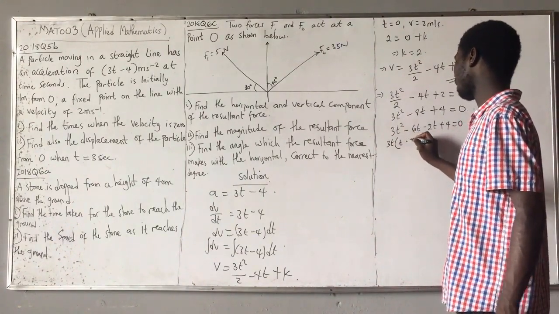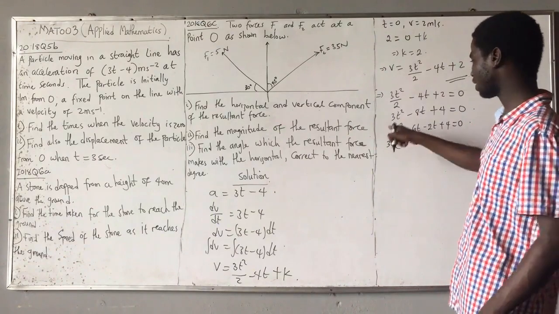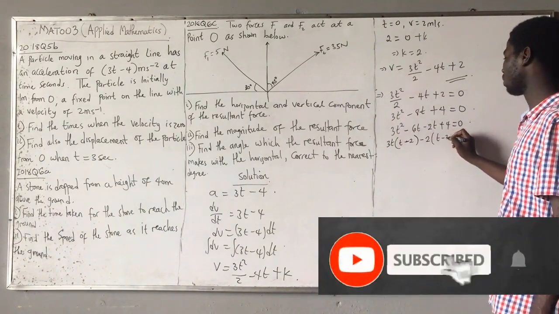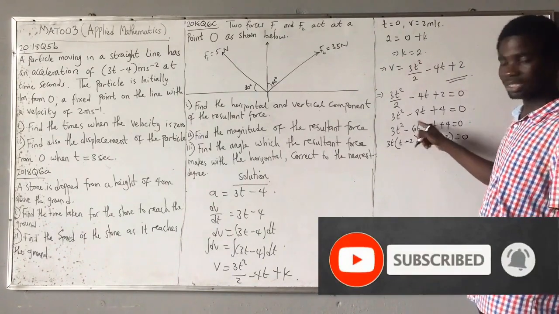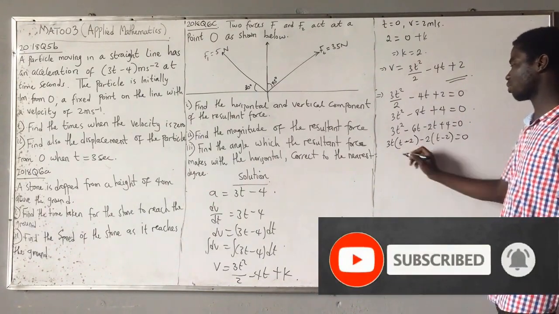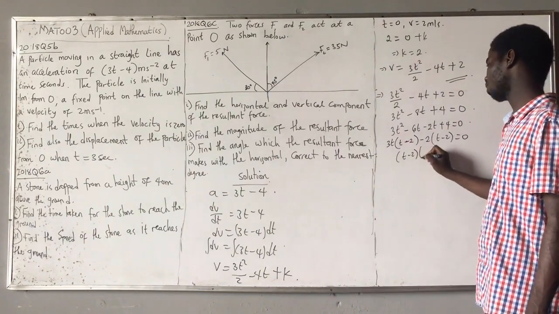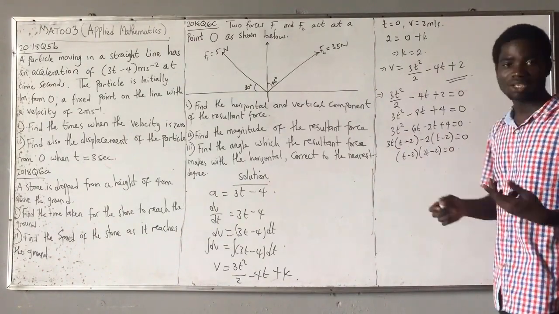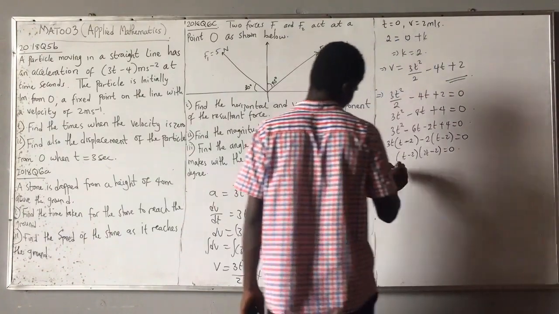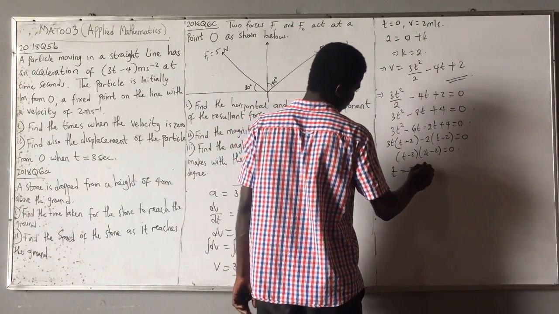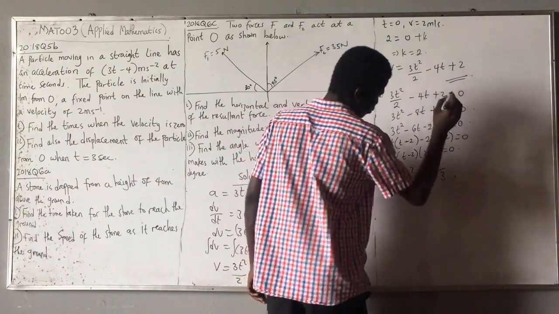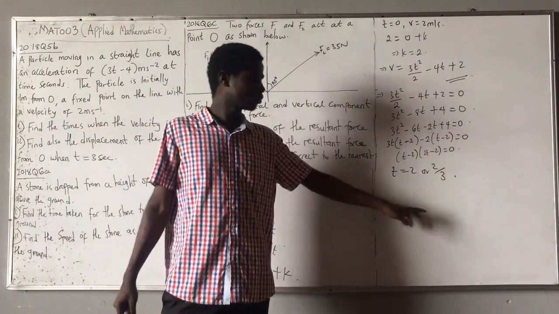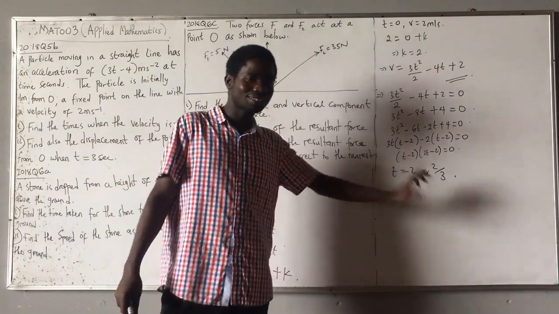I have t minus 2. If you open the bracket, you will get exactly this. Minus 2 is common here as well. You will be left with t minus 2. If you open the bracket, you will get what I'm saying now. t minus 2 is common, just have t minus 2. Then 3t minus 2 equals 0. So you know how to solve the quadratic equation. So t equal to 2, or 2 over 3.